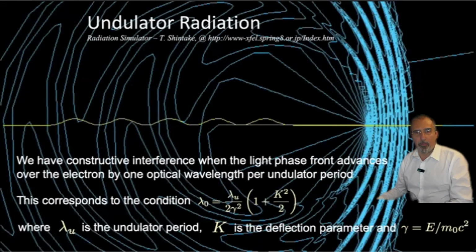The wavelength for which this constructive interference occurs is given by this equation, where lambda u is the undulator period, a few centimeters, K is the deflection parameter, the strength of the undulator field, and gamma is the Lorentz factor, the ratio between the energy of the relativistic electron and its energy at rest. The wavelength of radiation can be tuned by changing the beam energy, the undulator strength, or the undulator period.